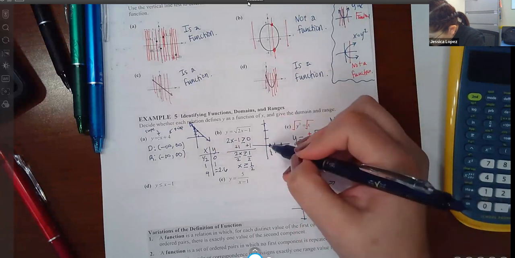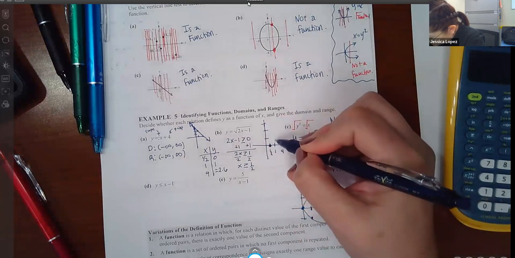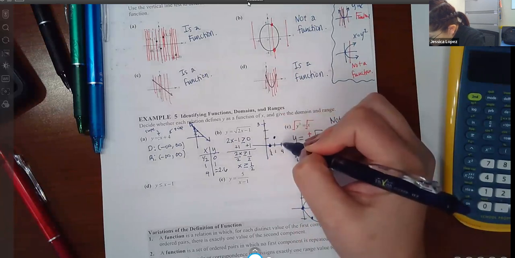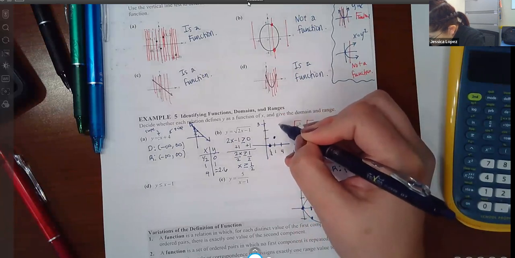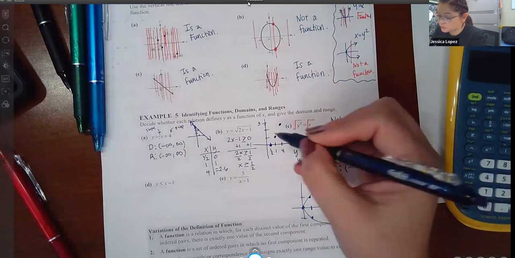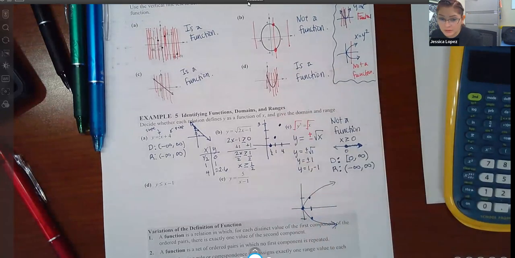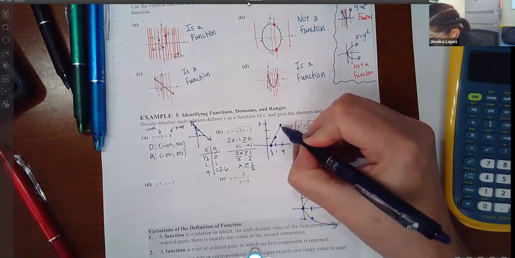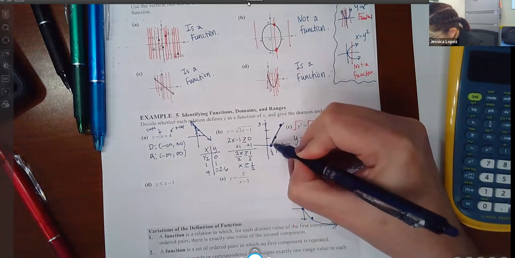1, 2, 3. So 1/2 and 0 is here. 1 and 1 would be there. And then 4 and 2.6 would be just a tiny bit more than half between 2 and 3. Okay. And so now we see that this is going in this direction and it is going like this. Okay. So it has a curve.